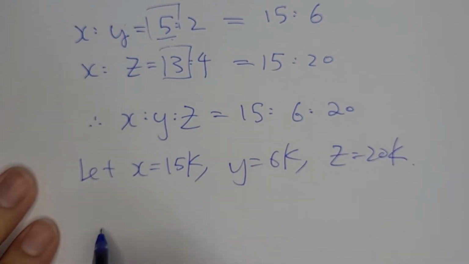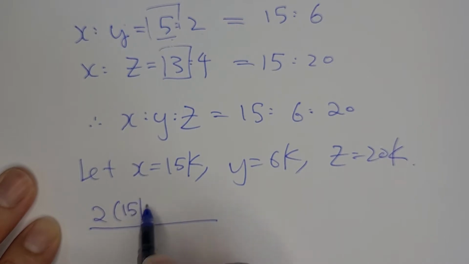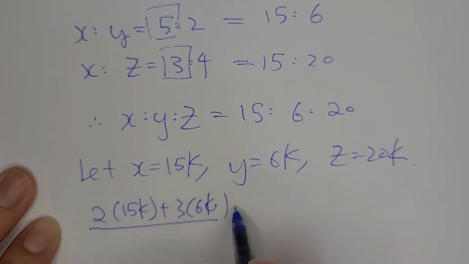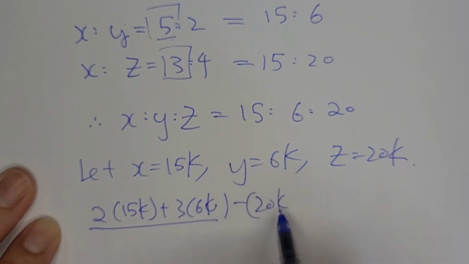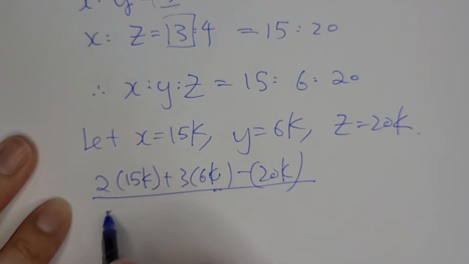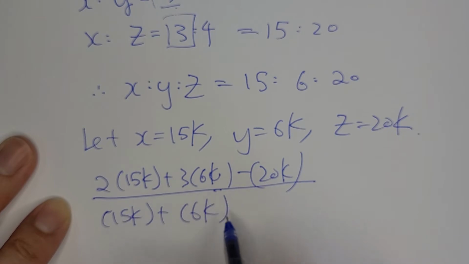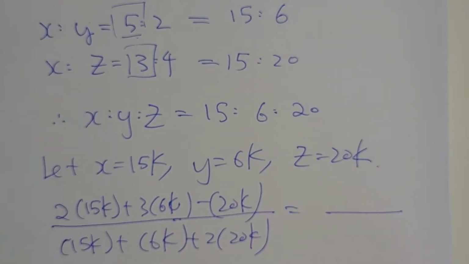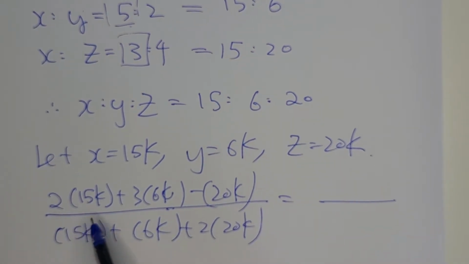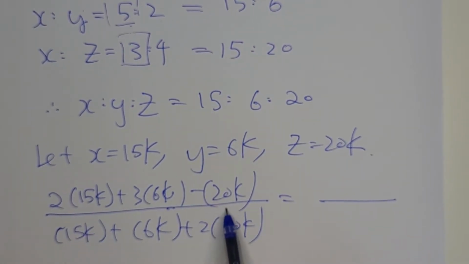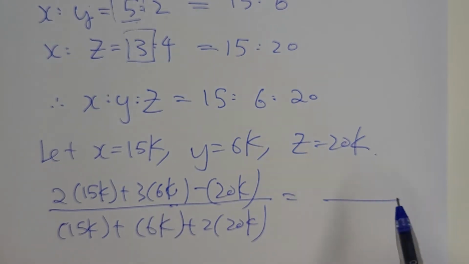So you substitute all these numbers in the fraction. So that becomes 2 times 15k plus 3 times 6k minus 20k in the numerator. Denominator, that is 15k plus 6k plus 2 times 20k. Then you simplify this. 2 times 15, 30. 30 minus 20, 10. 10 plus 18, 28.